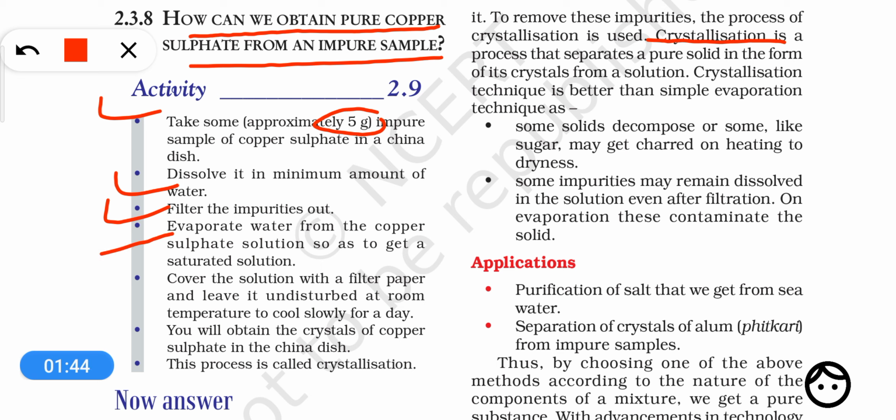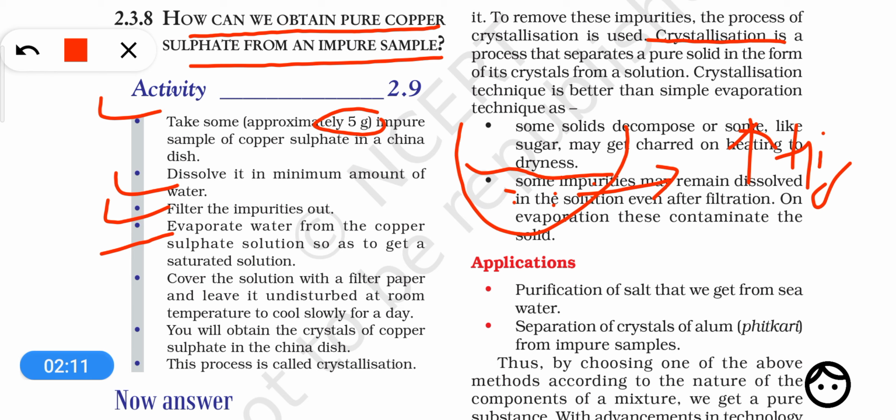We will discuss this method with the help of an activity. Our objective is: how can we obtain pure copper sulfate from an impure sample? We have a copper sulfate solid, a blue colored solid, with some impurities. We have to separate the pure copper sulfate, and the method we will use is crystallization. First we will understand how to do this with the help of activity number 2.9.